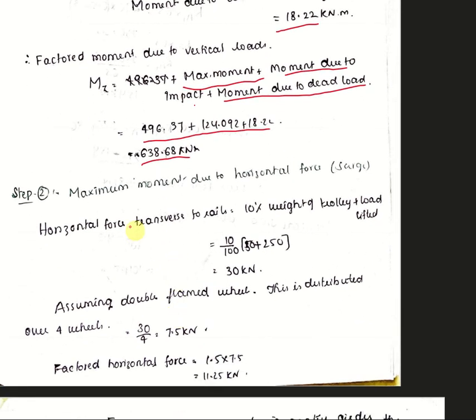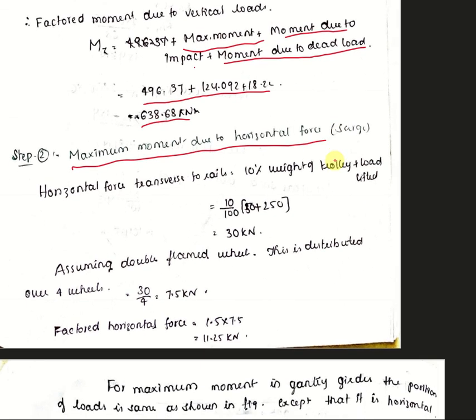In the second step, we have to find the maximum moment due to horizontal force. What we got in the first step is the moment due to vertical loads. Here we have to find the moment due to horizontal force, which we can also call surge. The horizontal force transferred to the rails is 10% of the weight of the trolley plus the load lifted. Due to this, the horizontal surge will occur sometimes. So we calculate it as 10% of the total weight of the trolley plus the weight it carries. So it is 30 kilonewton.